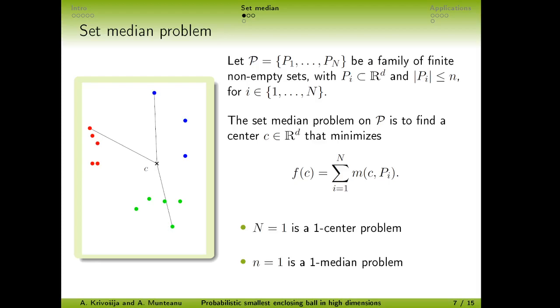This is a generalization of two famous problems. If there is only one set, then we have the smallest enclosing ball or one-center problem. If each set is a singleton set, then we have the one-median problem. There are many algorithms based on a subgradient method for these two problems, as 1 plus epsilon approximations by Badoiu and Clarkson for one-center, and by Cohen and others for one-median.